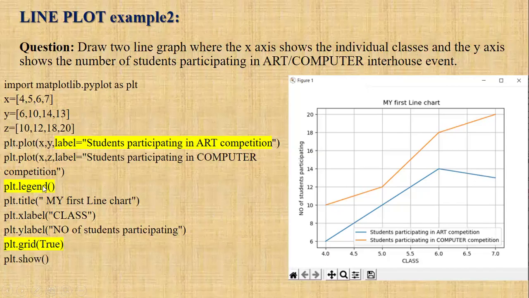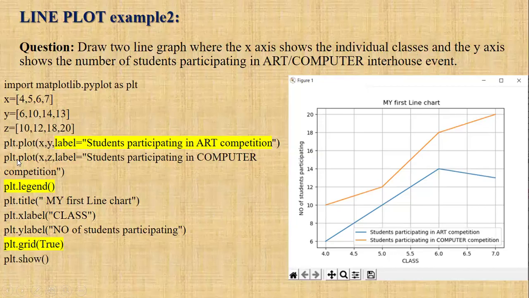But the legend needs input. What do you want to show in the legend? It knows the color has to be described, so it picks up the colors, and what data you want to show in the legend is given in the plot itself with the help of the label. Whatever label you give, A, B, C, D, whatever you write in quotes, that is shown in the legend.